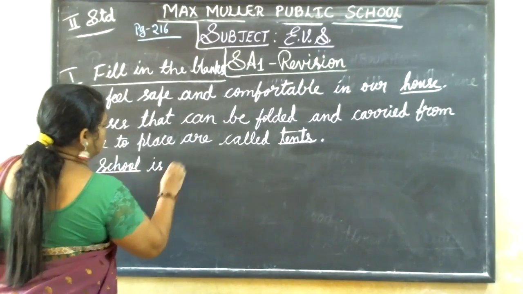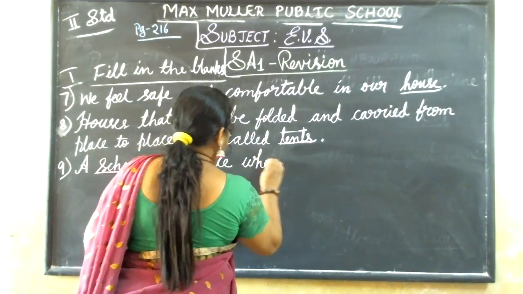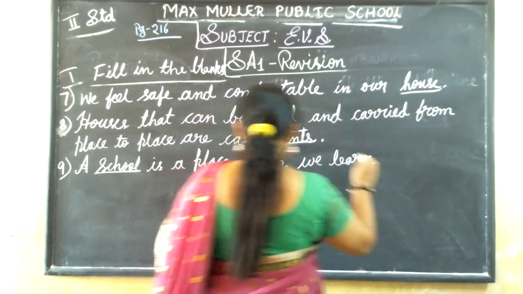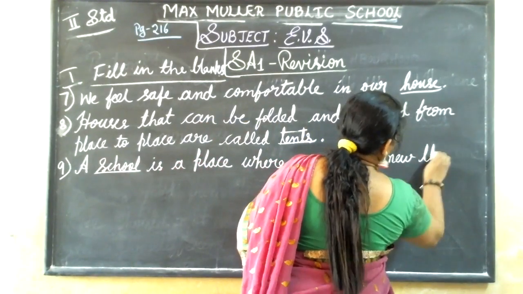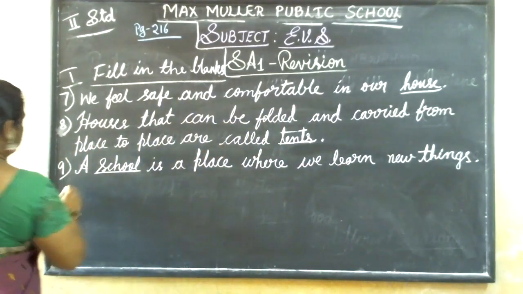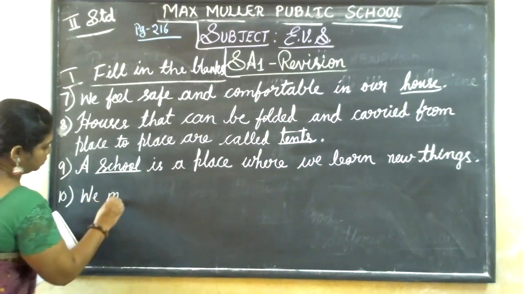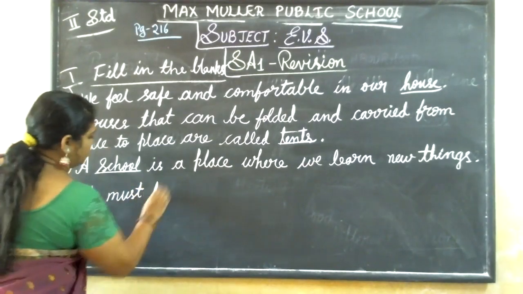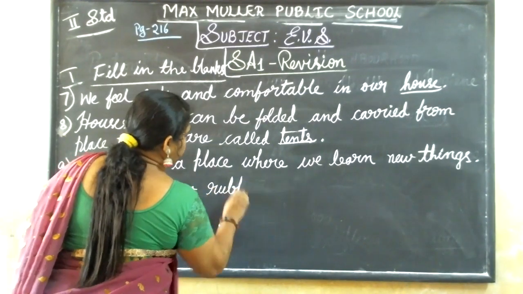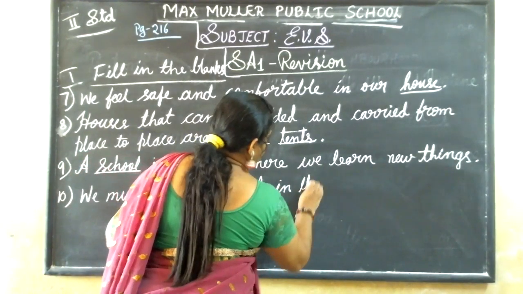Now next is ninth one. A school is a place where we learn new things. Next, tenth one. We must throw rubbish in the dustbin.